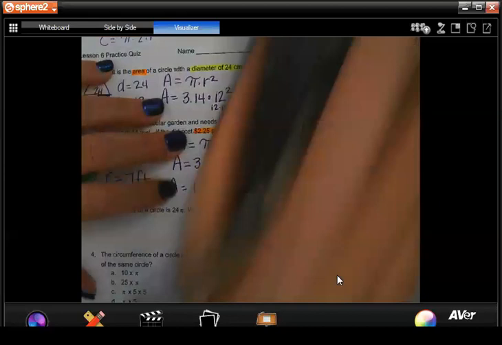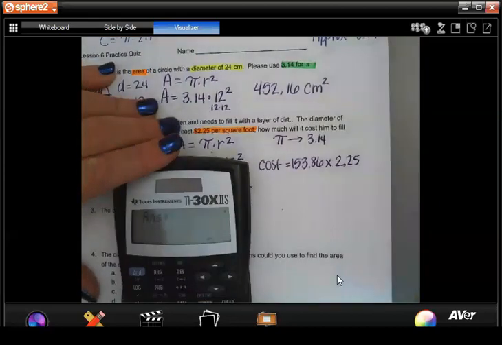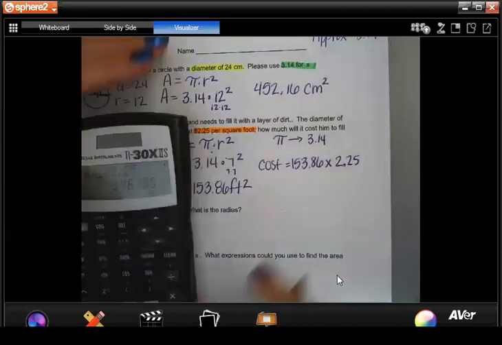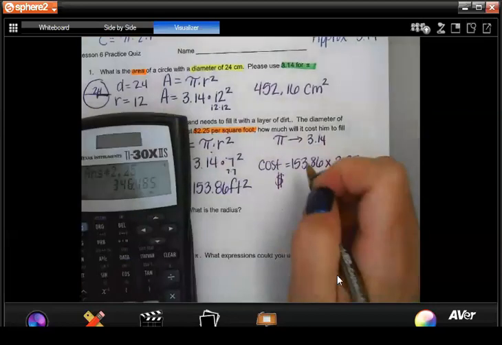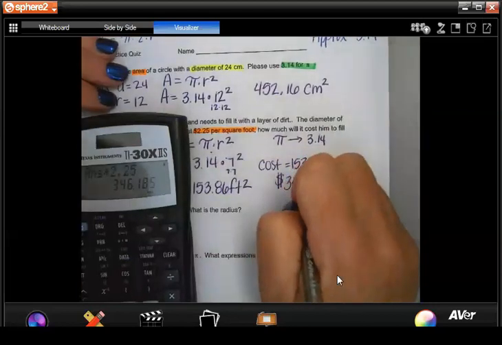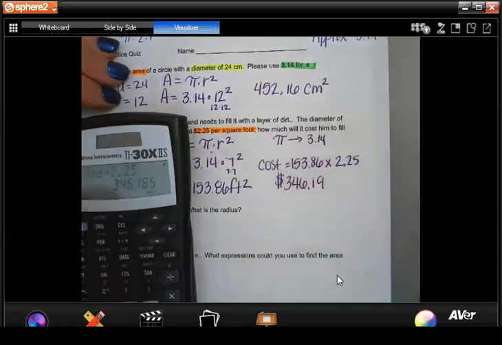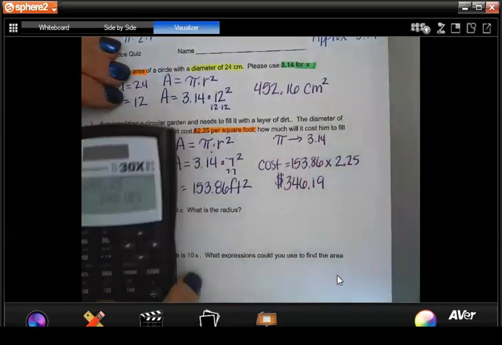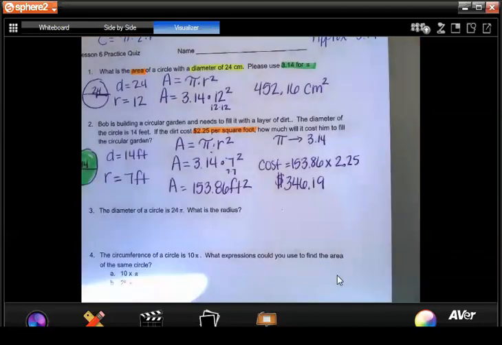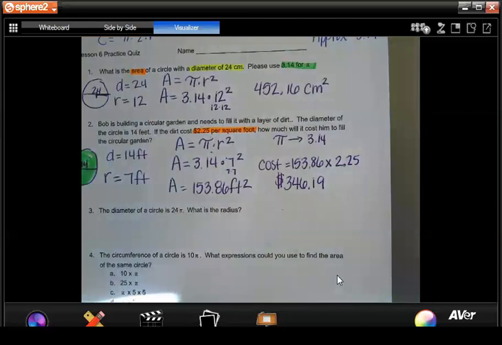So if we multiply that together, we get, woza, it's going to cost us $346, and I'm going to round this to 19 cents. So that's how much it will cost us to fill my garden that has a diameter of 14 feet with dirt.